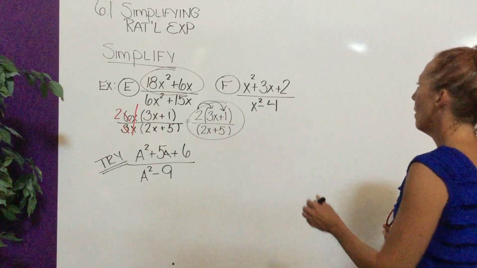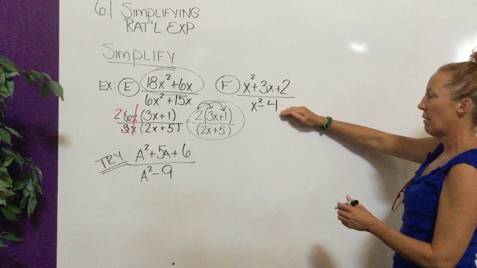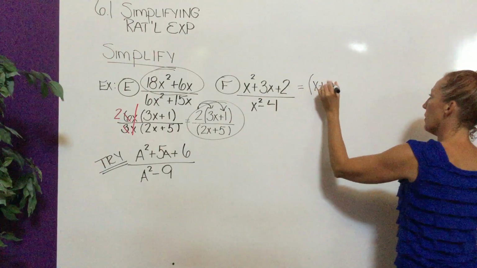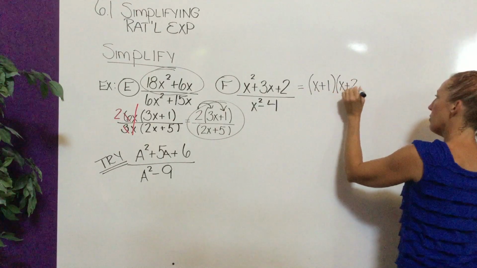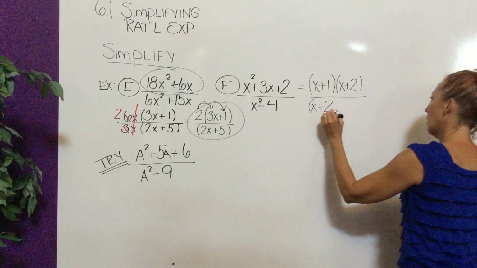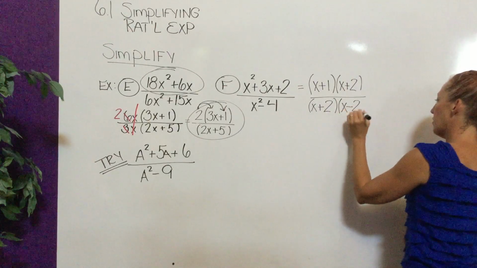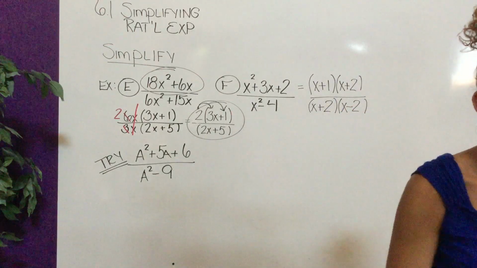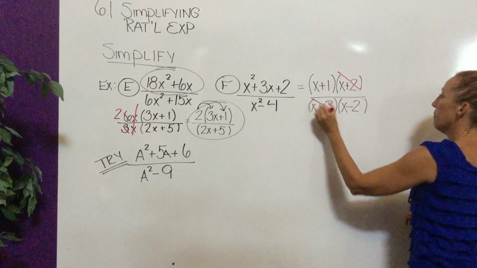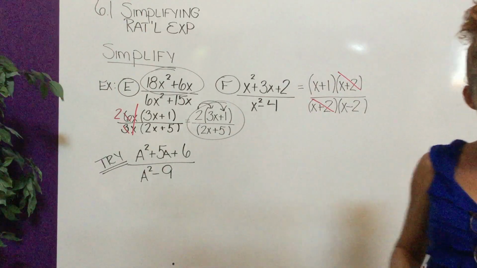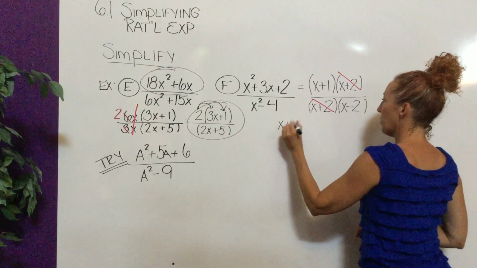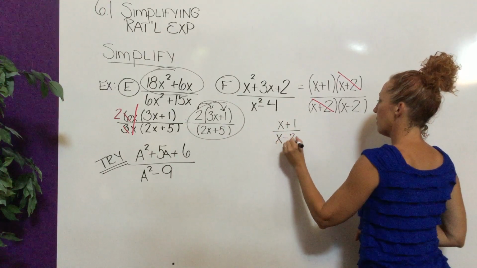All right, factor the numerator, factor the denominator, 2 separate pieces. So x plus 1, x plus 2. And this is that difference of 2 perfect squares, x plus 2, x minus 2. Notice how the way I factored it, these kind of ended up diagonal, doesn't matter. So we can cross those out. So my final answer here is x plus 1 over x minus 2.